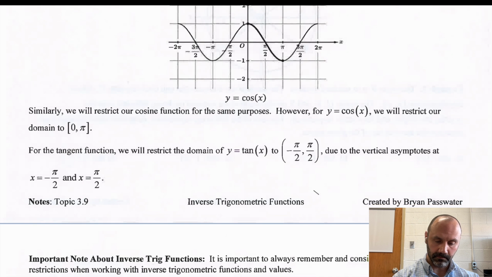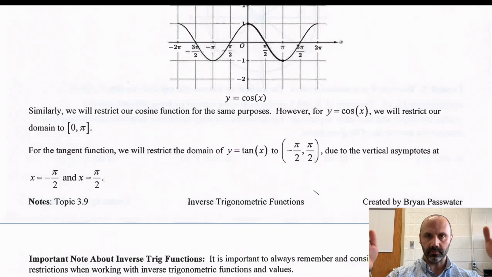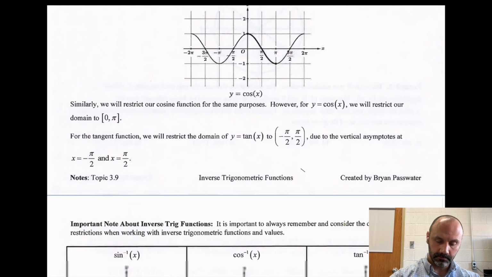For the tangent function, we go from negative pi over 2 to pi over 2. We basically take one cycle, the middle cycle of the tangent function, and we take the inverse of that. That's where the vertical asymptotes lie, at negative pi over 2 and pi over 2.